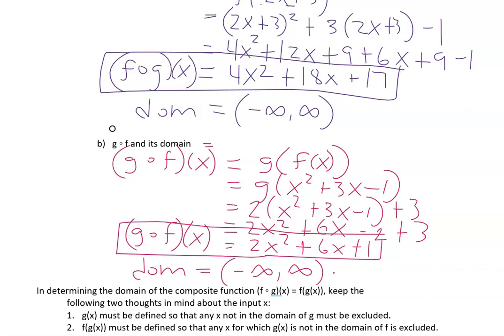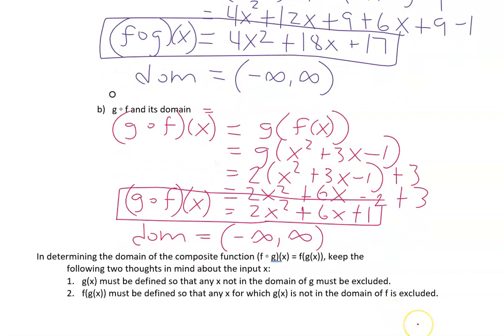Now, in both of these examples, our domain was all real numbers because our original functions had a domain of all real numbers. But I want you to keep in mind that that's not always going to be the case, because when we're determining the domain of a composite function, f composed with g of x, keep the following two thoughts in mind. One, g of x must be defined, so any x not in the domain of g must be excluded. And two, f of g of x must be defined, so any x for which g of x is not in the domain of f is excluded.